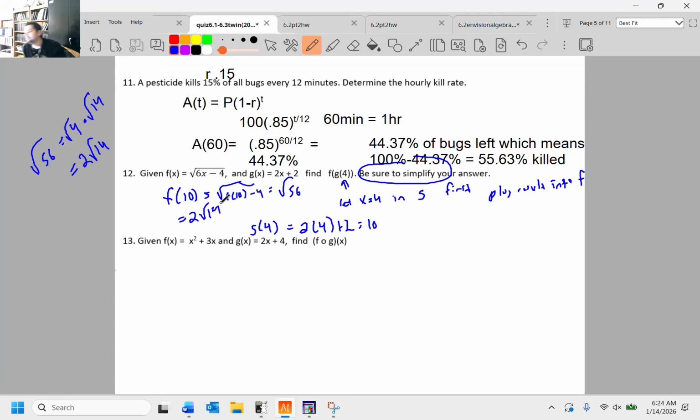All right, 13. Given f of x is x squared plus 3x and g of x is 2x plus 4, find f of g of x. It's very similar to the last one.